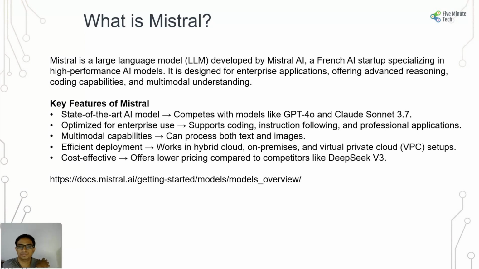Now the key features of Mistral: it is a state-of-the-art AI model. It competes with, and has similarities with, GPT-4o and Claude Sonnet 3.7, and is optimized for enterprise use. It has two different versions, wherein we'll be using the free version, and then there is an enterprise version as well. The multimodal capabilities can process both text and images. It has efficient deployment and works in hybrid cloud, on premises, and VPC setups as well. It is cost effective, offering low pricing compared to DeepSeek V3.